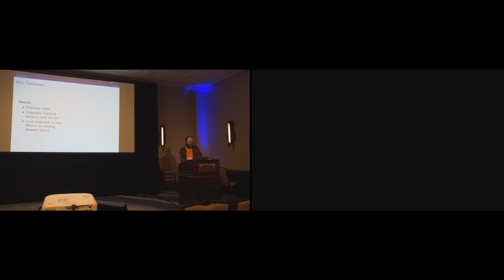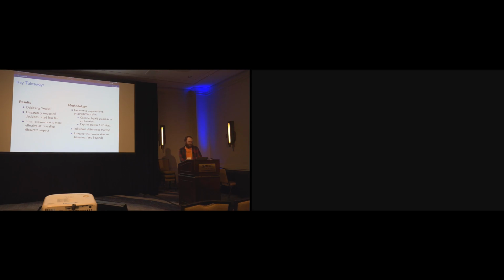Second, disparately impacted decisions were rated less fair, indicating that these decisions should be scrutinized. Third, local explanation is more effective at revealing disparate impact, indicating their usefulness in identifying these key individuals. Moving on to some lessons learned from our methodology.